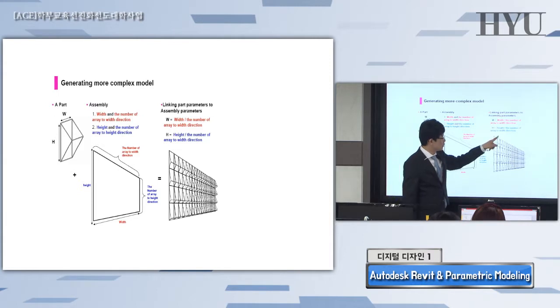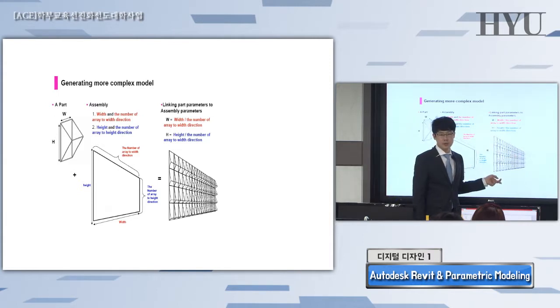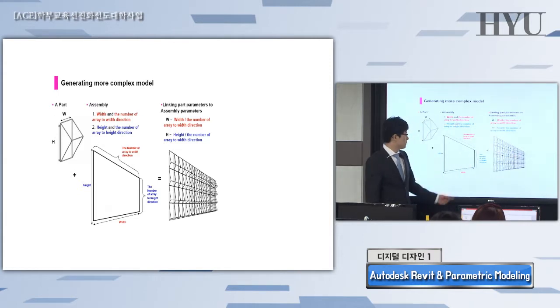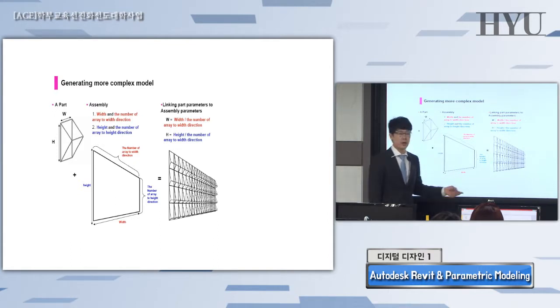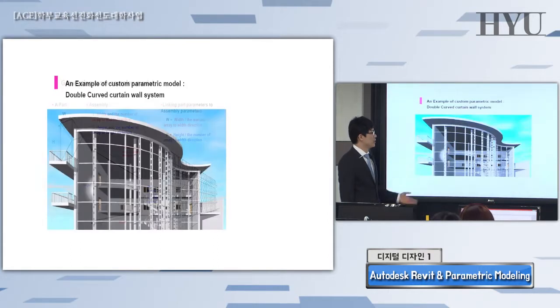3 by 12, something like those numbers, okay? What if you change this width or bend the surface? This one is supposed to be auto updated, okay? That's the way of parametric modeling.